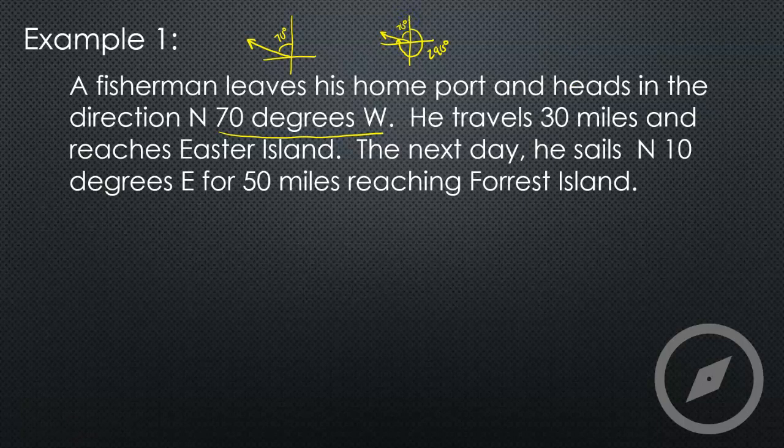All right, so let's start with our diagram. So I'm going to start down here. Since we're going in that kind of up and to the left direction, we're going to start towards the bottom there. So that's where he's starting from, his home port. So call that H. And again, 70 degrees would be that angle there. All right, and then it says that he travels 30 miles. We'll say this is 30 miles, and he reaches Easter Island. So we'll call this E for Easter Island.